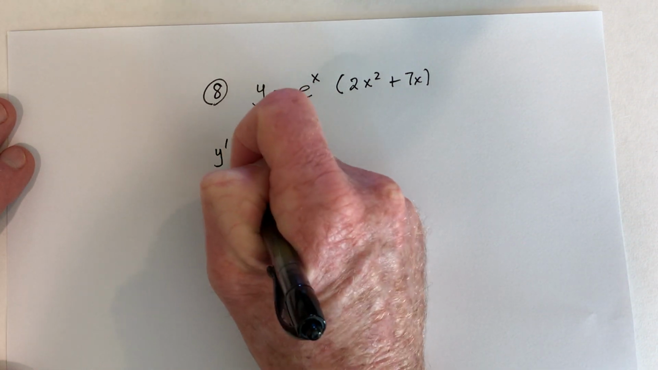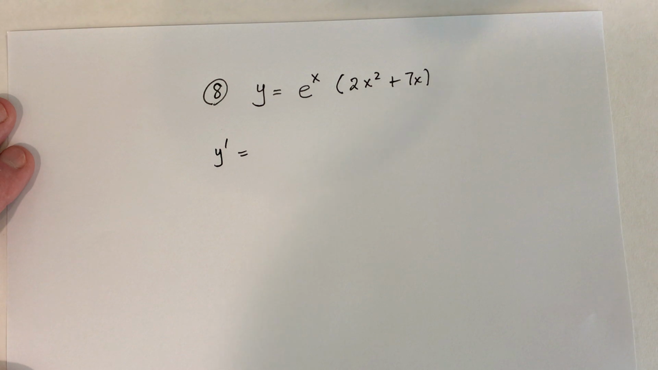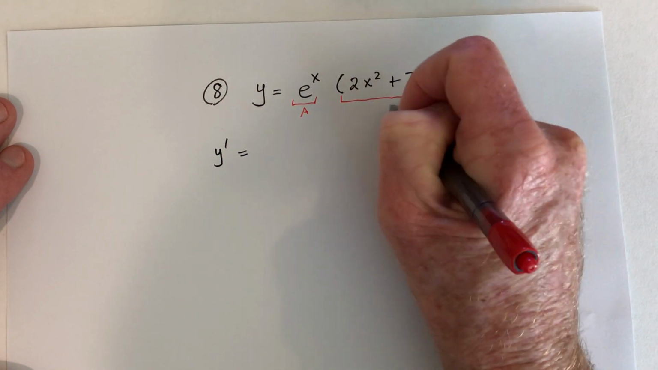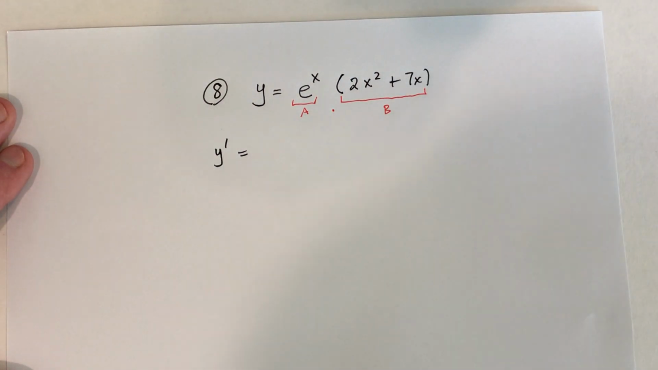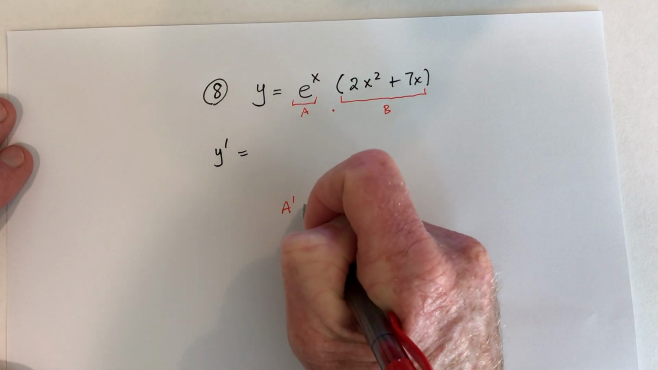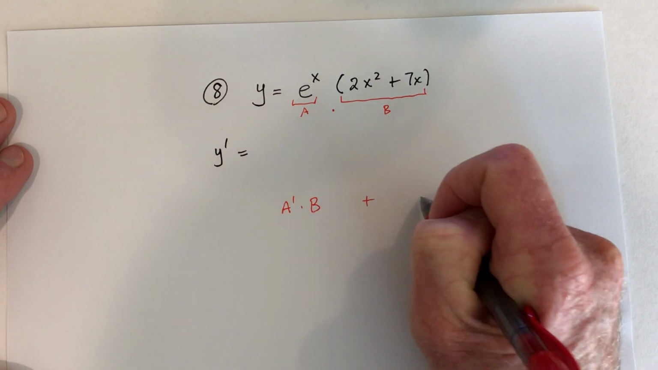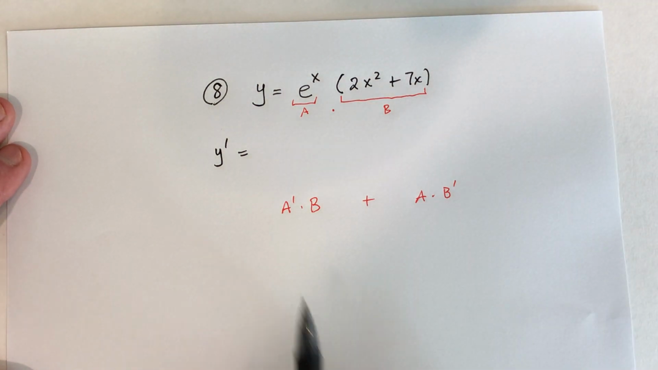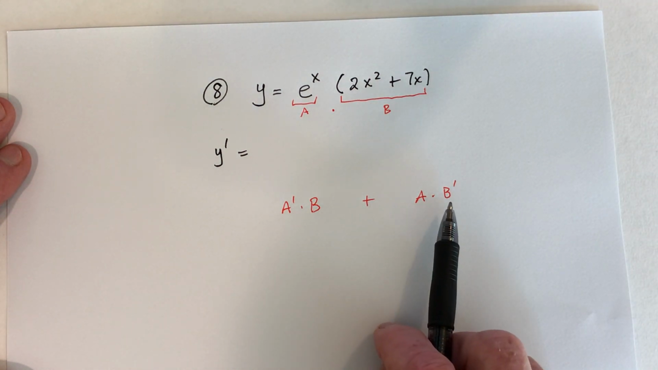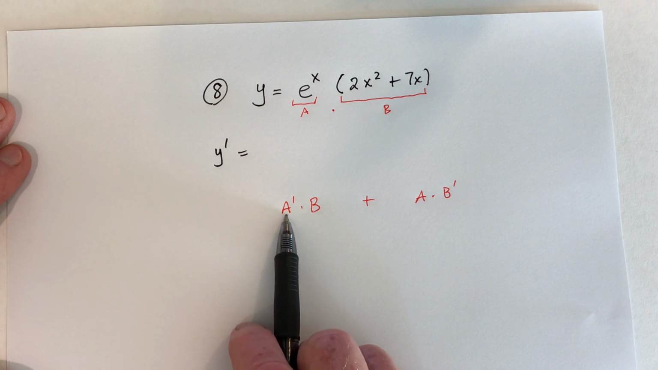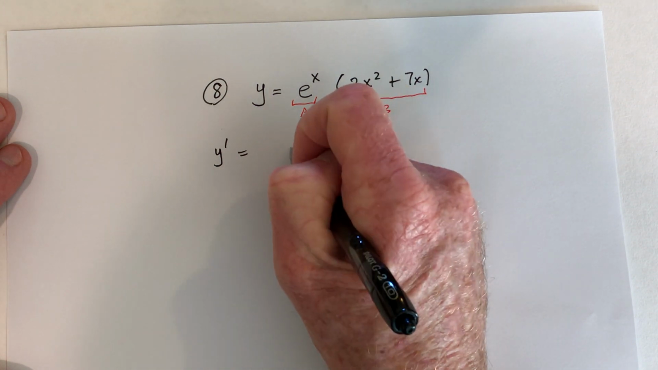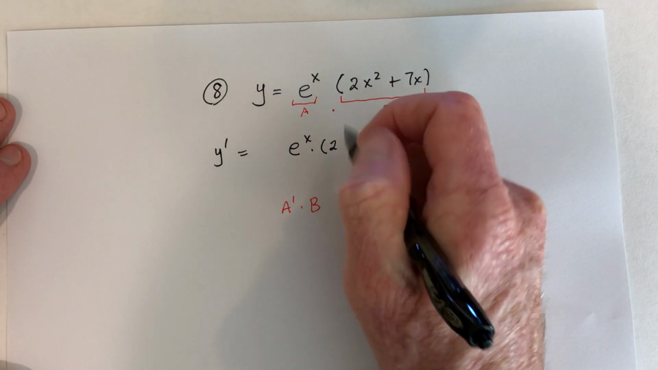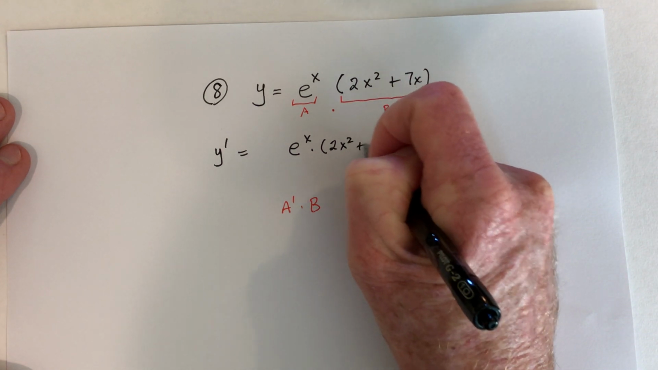So at the beginning, you might want to write down, like I did in red, this is the a, and this is the b. And then write down the product rule, a prime times b plus a times b prime. And then after a while you get used to it and you don't need to write down this part anymore. So starting with the derivative of the first one. The derivative of the e function is just the e function. And then just copy down the b, 2x squared plus 7x.